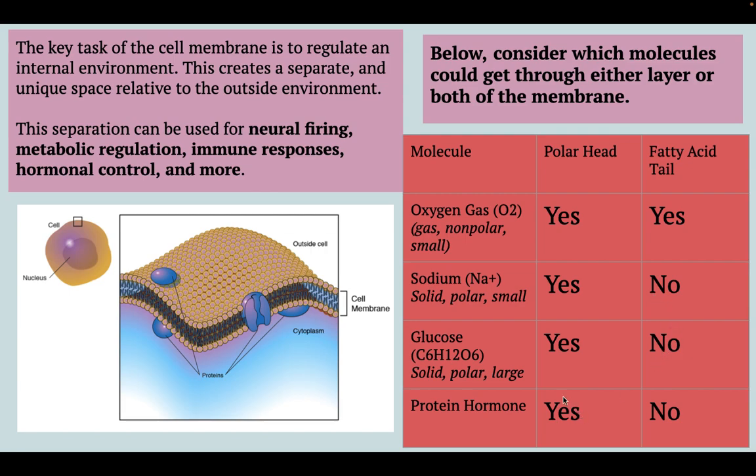The same thing is going to be true for larger solid structures that are polar, like glucose or other sugars. They're going to be able to engage with the phosphate heads based on that polarity, those positives and negatives, but not the fatty acid tails. And finally, larger things like proteins or hormones won't be able to get through the membrane as well.